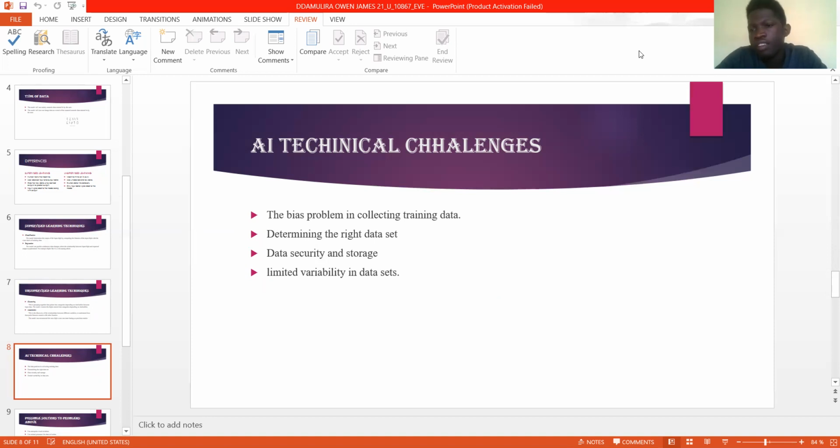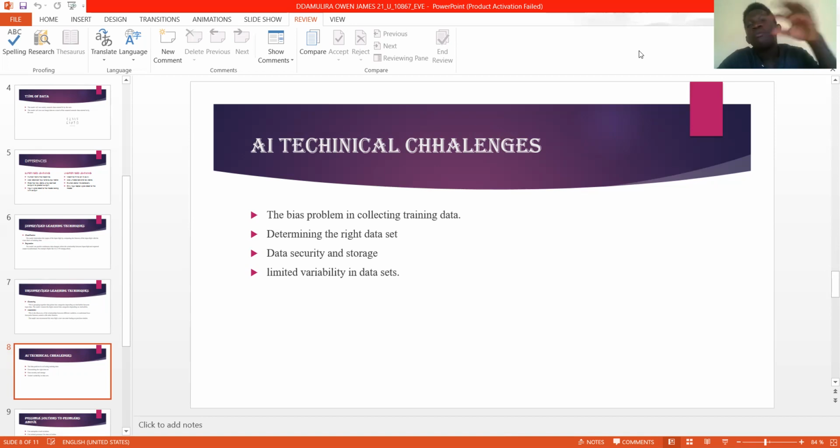Determining the right data set is also another problem. You may find that a certain digit has features that are similar to many data sets, so classifying it to one data set is very difficult. Then data security and storage, of course, is a common problem. Since we are using large volumes of data, someone can hack into the system. Limited variability in data sets is also a problem: when you collect less data, remember the training data must be as much as possible in order for your AI model to work functionally.